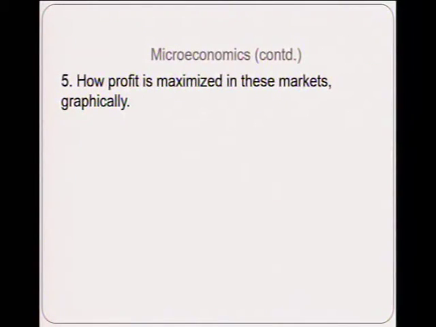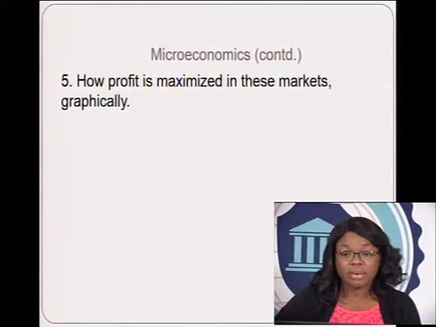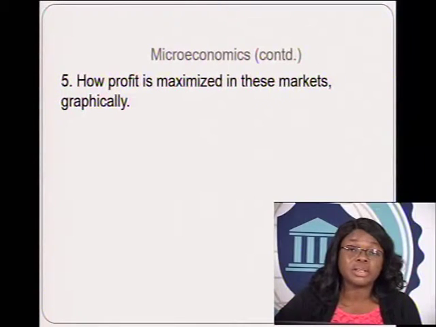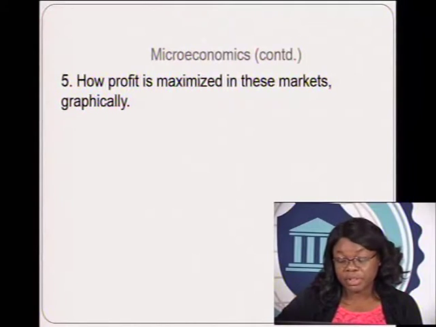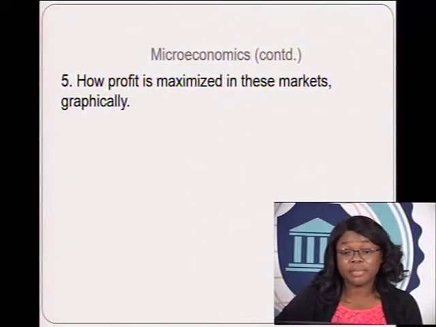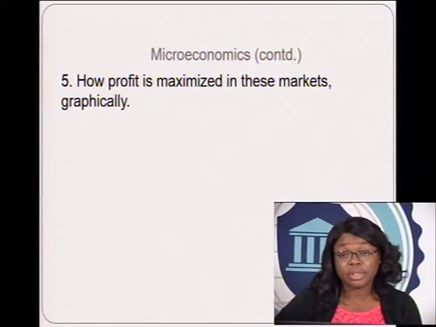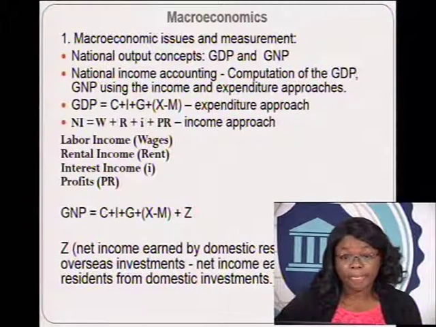And what is important also is how profit is maximized in these markets graphically. This is something that you can read up in the text, as in when is a monopolist making a loss, when is a monopolist making a profit, when is a perfect market making a profit, or when is there a loss in a perfect market. These you should do graphically.